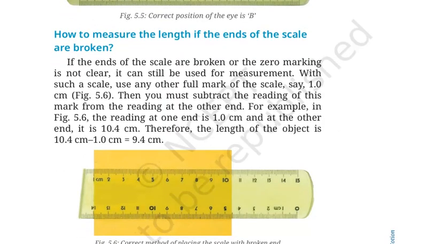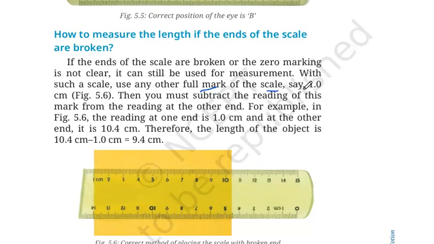Now, how to measure the length if the ends of the scale are broken? Sometimes the scale is broken, maybe in a fight or mistakenly. If we break our scale, then how can we take a measurement? Let us see. If the end of the scale is broken or the zero marking is not clear, sometimes the zero print also comes off, then in that case, with such a scale, use any other full mark of the scale.